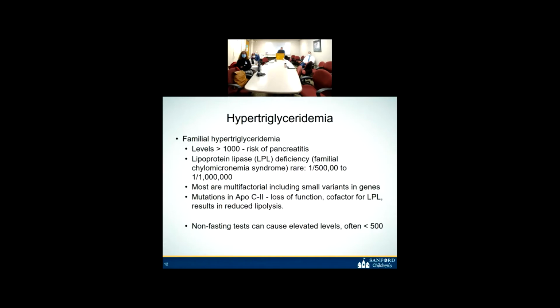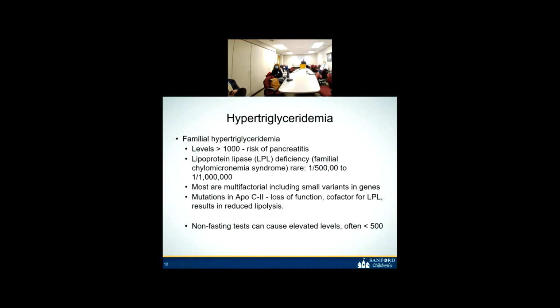This is much more rare to be a familial hypertriglyceridemia, but your levels are going to be greater than 1,000, which increases your risk of pancreatitis and necessitates treatment. And likewise, there are 2 main mutations that we're aware of, both the LPL deficiency, which is very rare, 1 in 500,000 to 1 in a million, versus an ApoC2 mutation with loss of function. And so those things, again, are going to cause markedly elevated triglycerides.